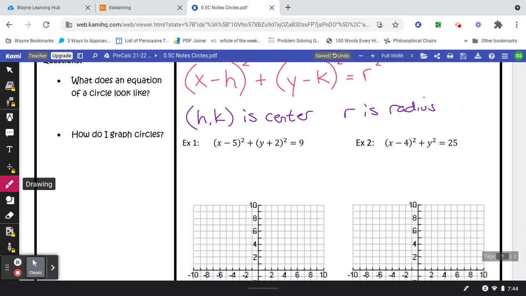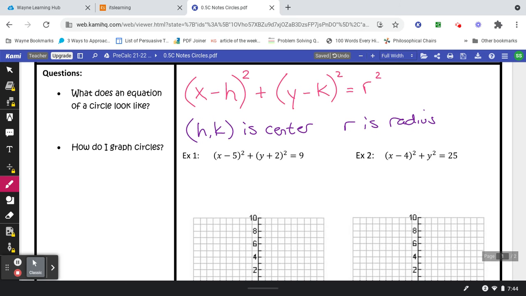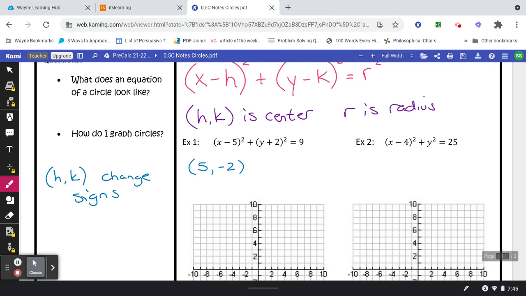So for example number 1, the h and k are always going to be the opposite signs because of the way the formula is written. The formula is written with a minus sign in the middle, which always in math means the opposite. So when I look for the h and the k, I'm actually going to get a positive 5 and a negative 2. So h, k, change signs. It's because of that minus in the parentheses on both of those.